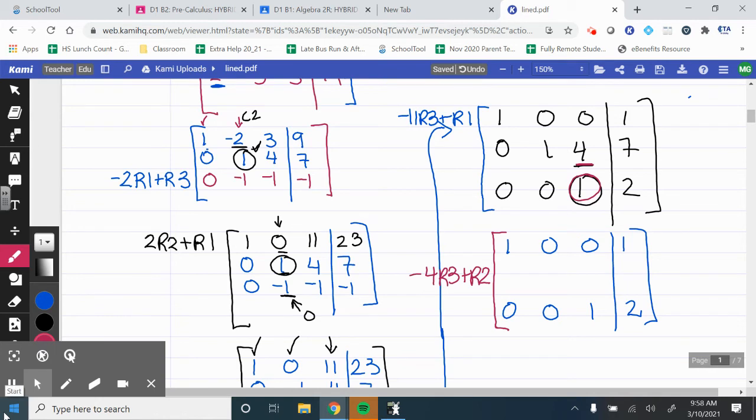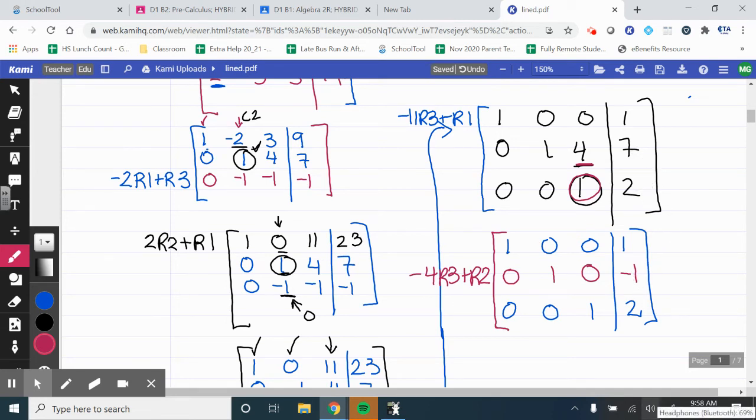Hopefully you were able to do this one. You should have had 0, 1, 0, negative 1. Negative 4 times 2 is negative 8 plus 7 gave us negative 1. That's how we got that.